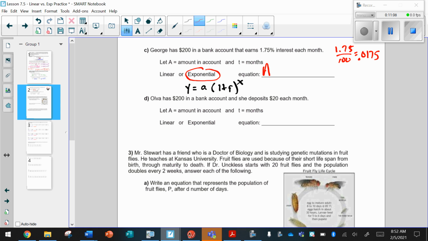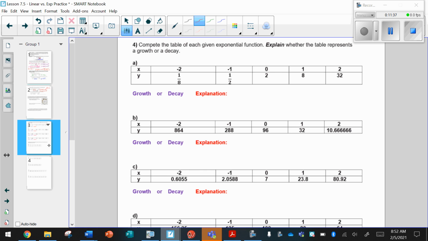So the amount in the account starts at $200 and then increases 0.0175 every month. Now, if you wanted to write it as 200 times 1.0175, instead of putting the plus sign, go ahead and add them together, then you can do that. All right, I think the rest you should probably be okay with.